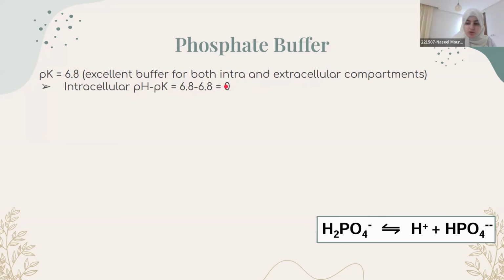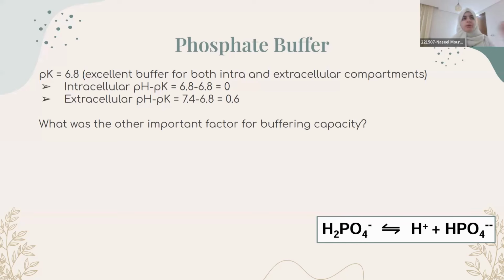Okay? What about extracellular? It's still good because the extracellular pH is 7.4 and the pK is 6.8. The difference is just 0.6. It's less than 1.3, so we're still pretty good. Okay. But remember I told you that there's another important factor for determining if the buffer is good or not? Something other than the pH-pK difference. What was it?